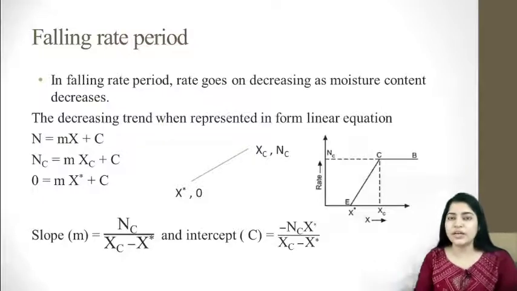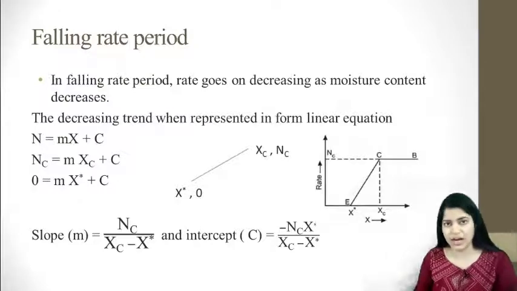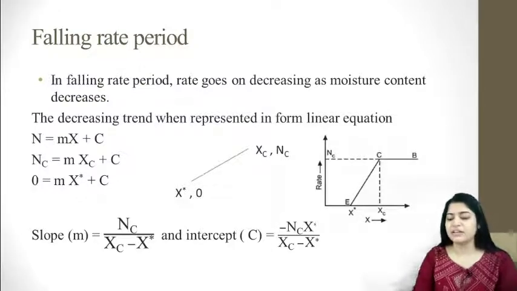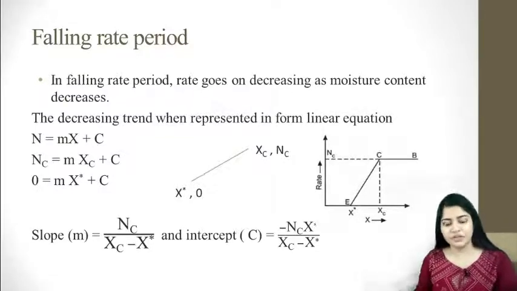Now at point E, see what we are doing? We are taking the coordinates of the EC line only, and from the property of a line we are deriving it. At point E, you can see 0 is there, hence 0 is equal to M into X star. What is X star? That is your equilibrium moisture content. So your second equation is 0 is equal to M X star plus C. So solving this, what will you get?